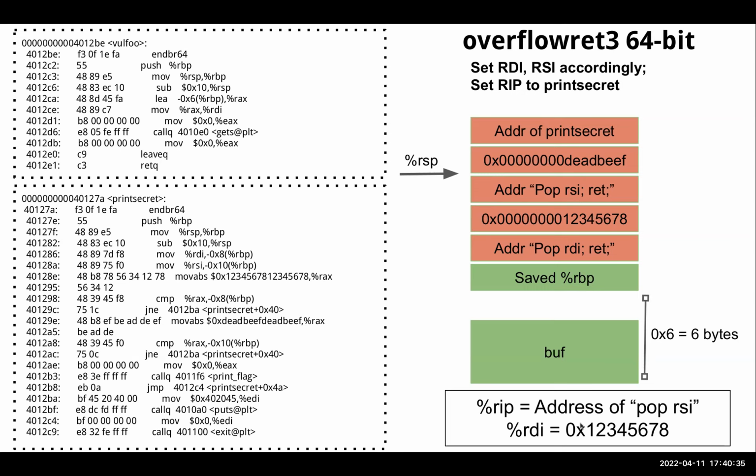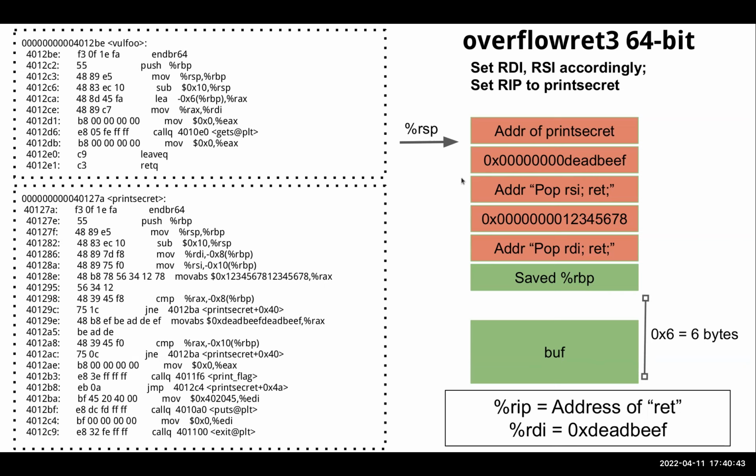RDI is already set. So you can see the next instruction we're going to execute is pop RSI. So pop RSI will pop this into RSI. So next, our RDI and RSI, oh, here's a typo. This should be RSI. So after this, both RSI and RDI are set to the value we want, right? Then the next instruction we're going to execute is return again.